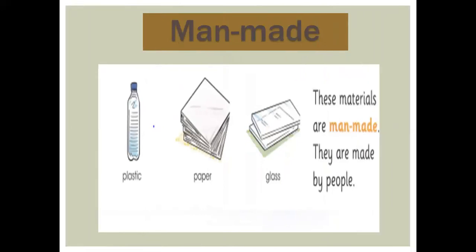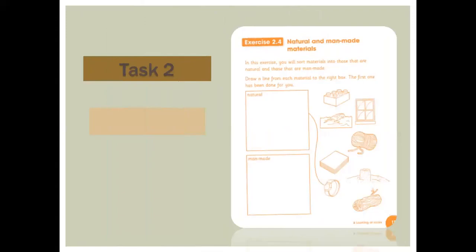Man-made materials. These materials are man-made. They are made by people. Plastic, paper, glass. They all are made by people. People make these things. So the things that people make are man-made, and the things that are a product of nature, you will say they are natural materials.